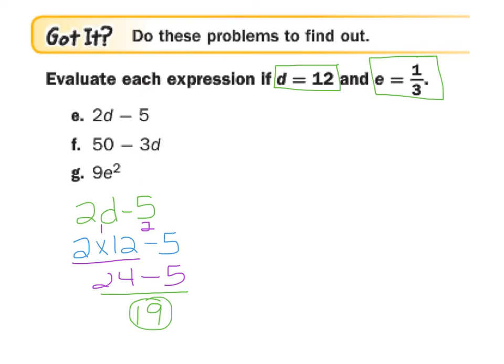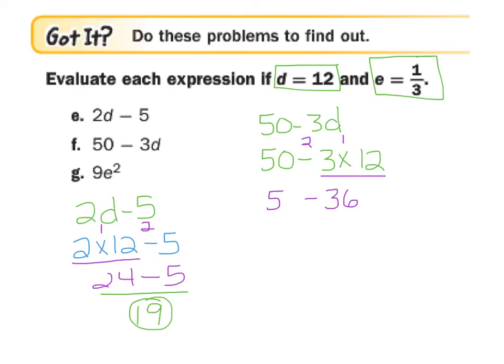So let's try F, 50 minus 3D. So we write down the 50, subtract, and this is going to be 3 times the 12. Set up our game plan. I see multiplication will come before subtraction using PEMDAS. So 3 times 12 is 36. And I rewrite the whole expression. Now I'll do 50 minus 36. So if I stack that up over here, I have to borrow. We get 14.